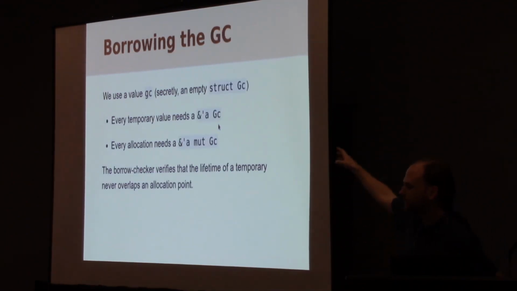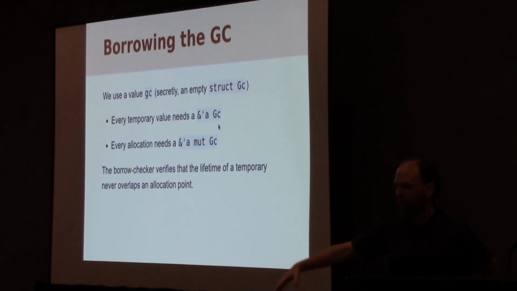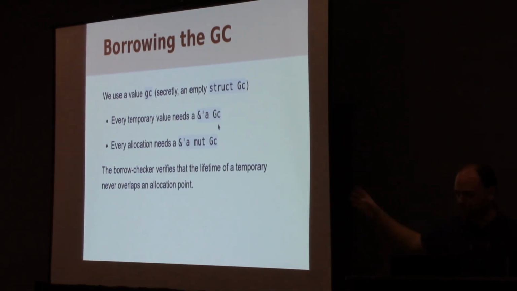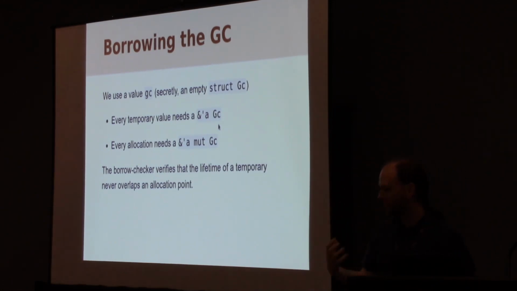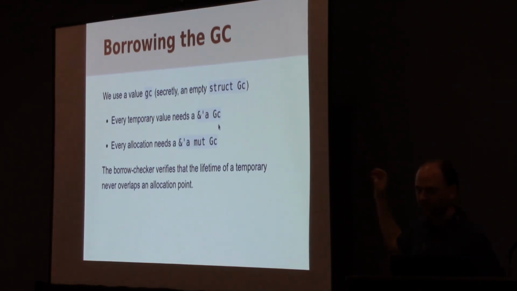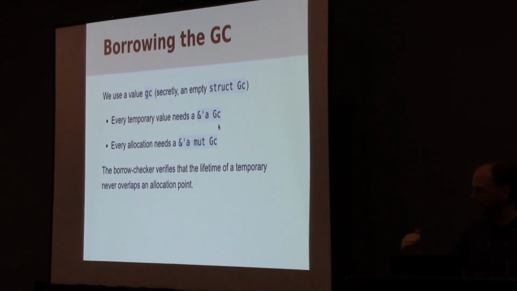So then, the game in this FFI is to express OCaml's garbage collector invariants in terms of Rust lifetimes. So there's a value GC. Every temporary value, anything that might be moved by the garbage collector, has an immutable, a shared reference to the garbage collector, and every operation that might allocate requires a unique reference to the garbage collector. So then the Rust borrow checker verifies that any of the temporary values that might be invalidated by the garbage collector are never live across a point at which an allocation might be done.